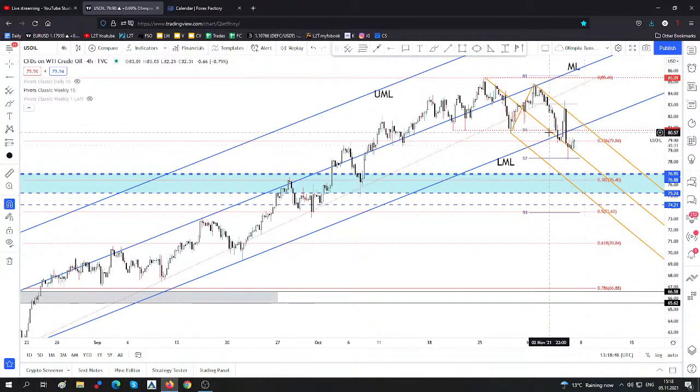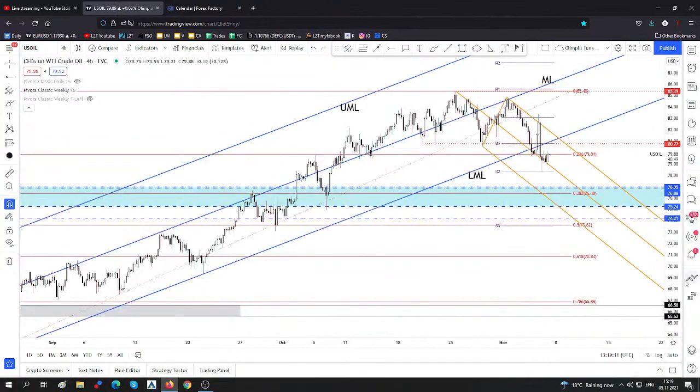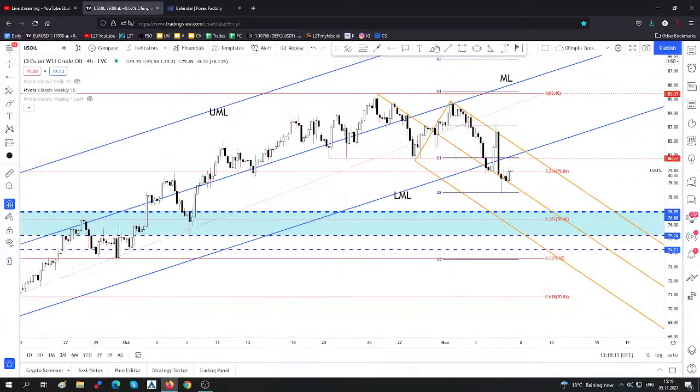As long as it stays within the descending pitchfork body below the upper medium line, maybe we'll have a new downside movement, yeah, and 76.95, 76.88 is seen as support. And I've told you guys that maybe we'll have great long opportunities if the price will drop towards this zone here. So something like this maybe, and from here maybe we'll have something like new long opportunities in US oil.